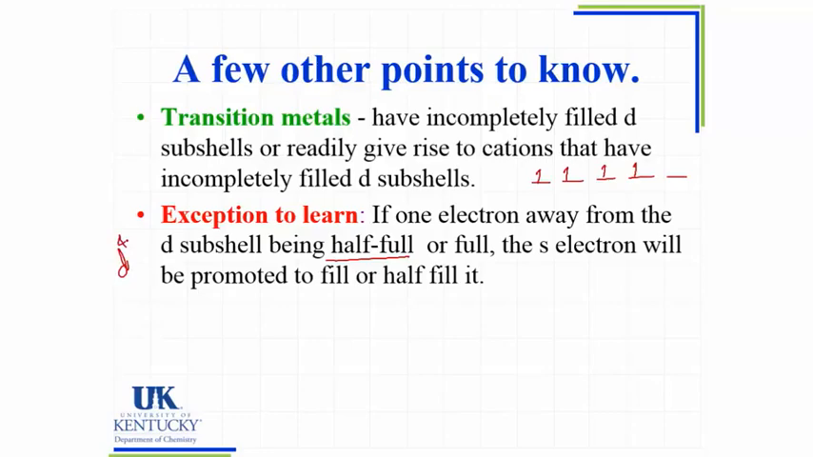Or if you're 1 away from being full, well, what does full look like? Full looks like this, D sublevel, any D having 10. So if you're 1 away from being full, you'd have a 9. Now, whenever that happens, it will be a lower energy state to take an electron out of an S and promote it up to actually get it half full or get it filled. There is stability in having it completely half filled or completely full.